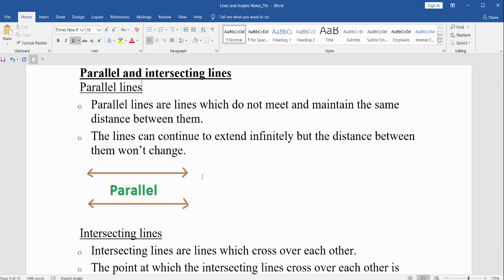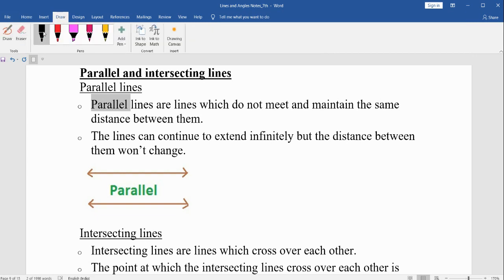See guys, parallel, as the word itself suggests, means they are parallel to each other, they never meet. There are so many examples. If you see the cover of your book, the two lines, they are parallel, right? If you see the windows, let me draw it for you.